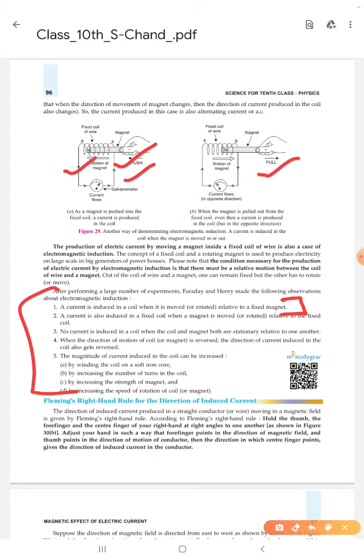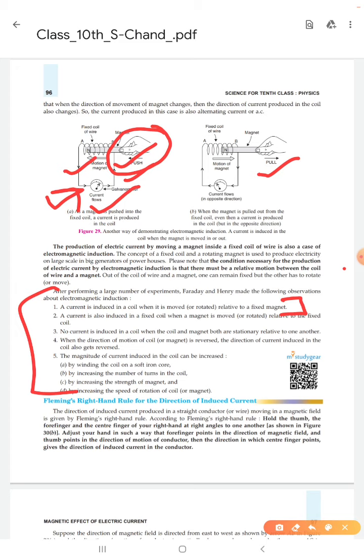Now we can say there should be motion, but it's not important that only the magnet moves. It doesn't mean that electric current can be produced only when we push or pull the bar magnet. We can do another thing: we can keep the bar magnet stationary and move the whole coil, and then also electric current will be induced.